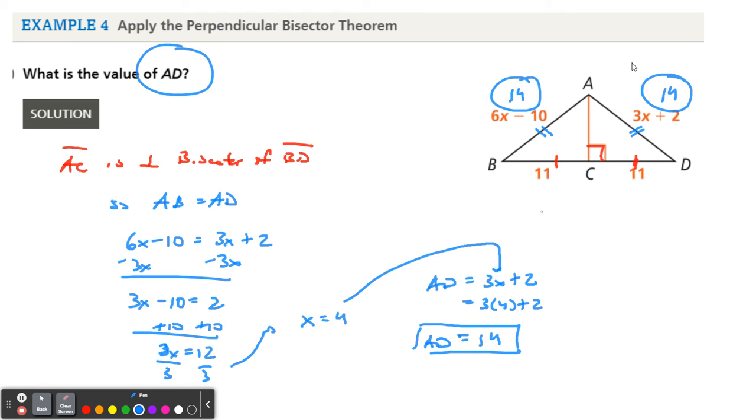And then just thinking ahead, right? If I wanted to find the length of AC, I can now use the Pythagorean theorem because I have a couple right triangles. So just see how this can progress. Cool. All right, so that's it for the perpendicular bisector theorem.